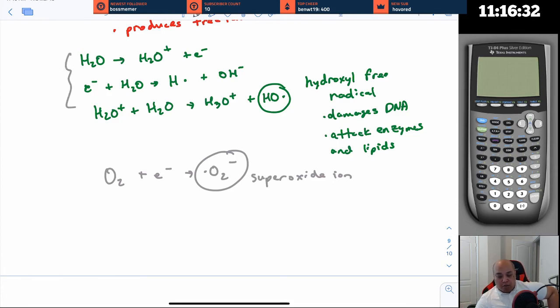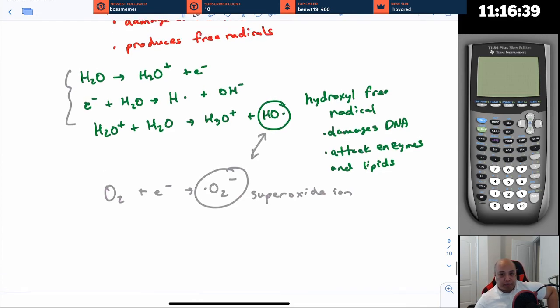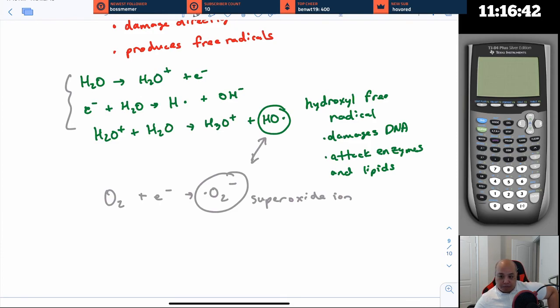So I don't think they're going to make you write these equations out. I think you really want to emphasize the production of these two free radicals. This would be a short answer, like a one or two mark question saying, state and explain how ionizing radiation is harmful to your health. So you would say, well, ionizing radiation can react with water and oxygen to produce hydroxyl free radicals or superoxide ions, which then in turn damage DNA or attack enzymes and lipids. That's the answer I think they would want for this. You're not going to have to write reactions out for these things.